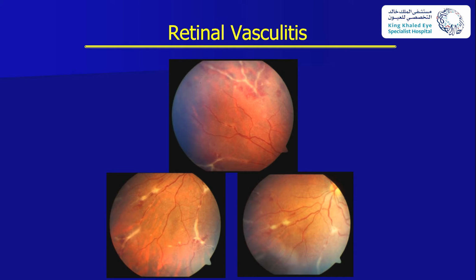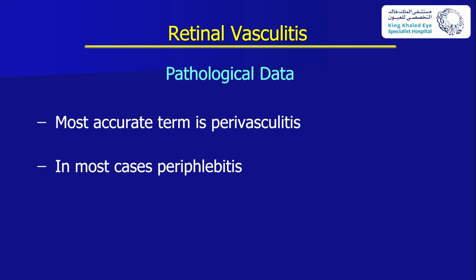This vascular sheathing, as I shall discuss, corresponds to perivascular inflammatory infiltrate. Inflammatory cells are deposited. Therefore, it is called periphlebitis in most of the patients. Is that clear? This is the first point that you have to keep in mind. You need to see perivascular inflammatory infiltrate, which clinically will show as vascular sheathing or cuffing.